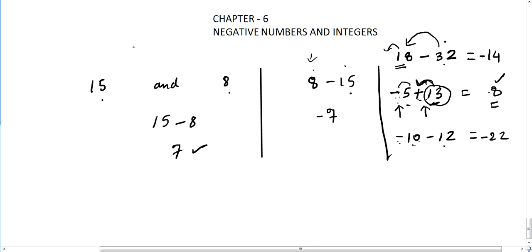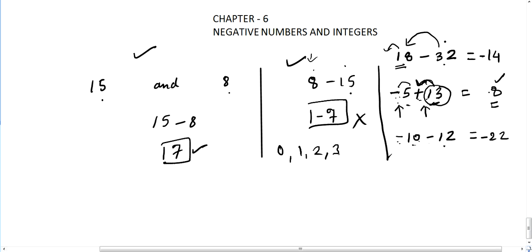So sometimes we are getting positive and sometimes we are getting negative. And as you know, 7 is a whole number, but minus 7 is not a whole number. Why? Because whole numbers are starting from 0, 1, 2, 3, 4, 5, 6, 7 and so on.